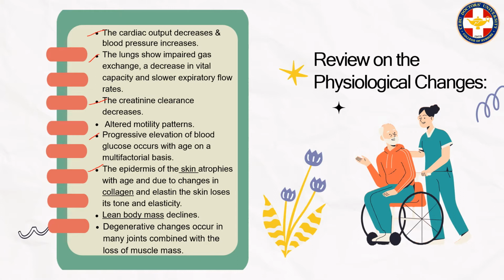Lean body mass declines with age, and this is primarily due to loss and atrophy of muscle cells, a term which is sarcopenia. Degenerative changes occur in many joints, and this, combined with the loss of muscle mass, inhibits elderly patients' locomotion.